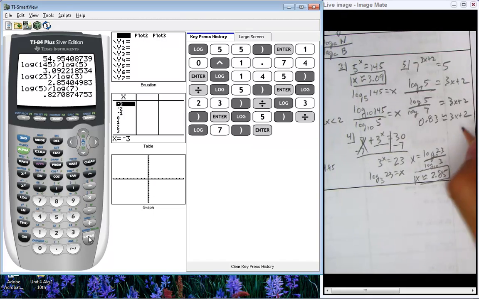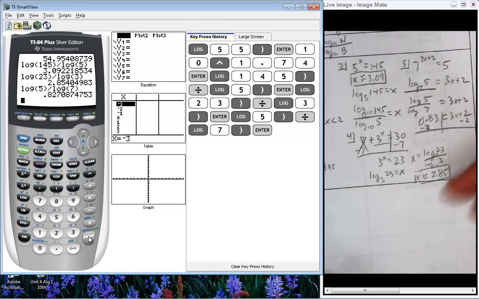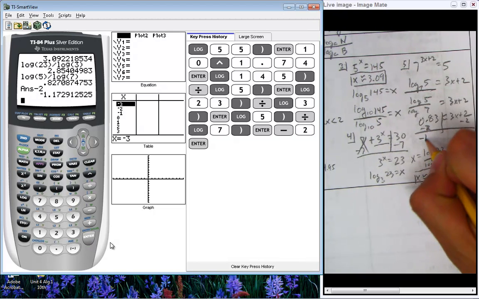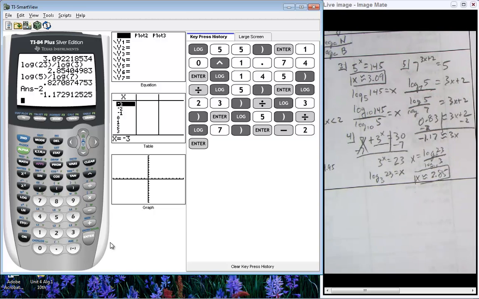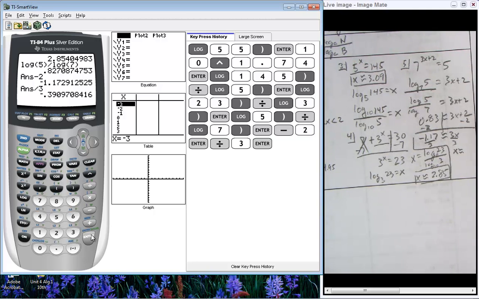Okay, I'm going to do my two-step equation and subtract 2 on both sides. So just take the calculator, hit minus 2, enter, negative 1.17, then divide by 3. So x is approximately equal to negative 0.39.